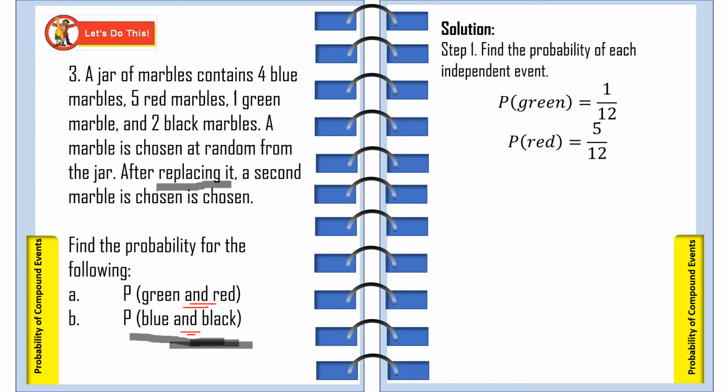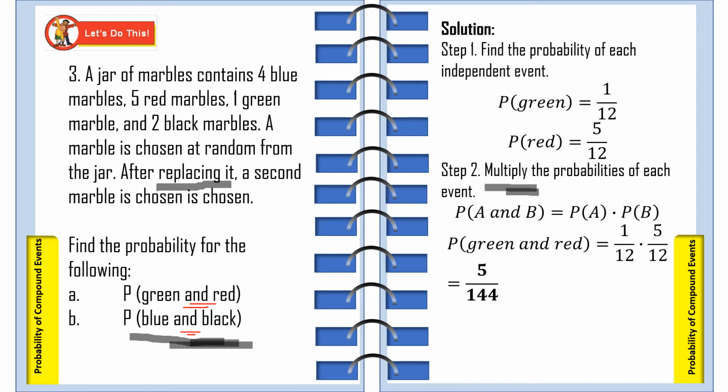Okay, so how are we going to solve for this? Okay, so this will be the probability for green. So we have 1 green marble divided by the total number of marbles sa jar, that's 12. And the probability ng red is 5 over 12. So we have 5 red marbles divided by the total number of marbles sa jar is 12. Okay, so anong gagawin dito? Multiply. So we're going to multiply. So hindi tayo mag-add at mag-subtract like what we did dun sa first two problems. Dito, dahil and yung ginagamit, mag-multiply tayo. Okay, so nakita nyo na yung difference niya.